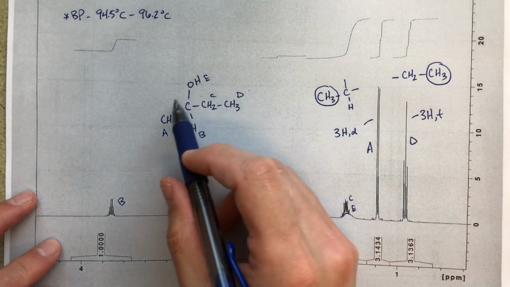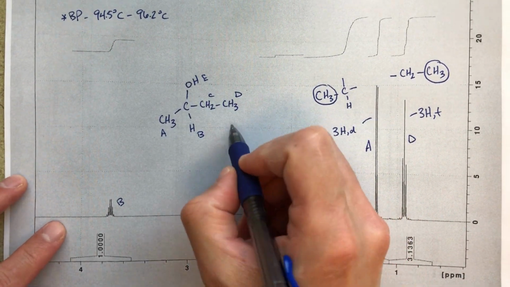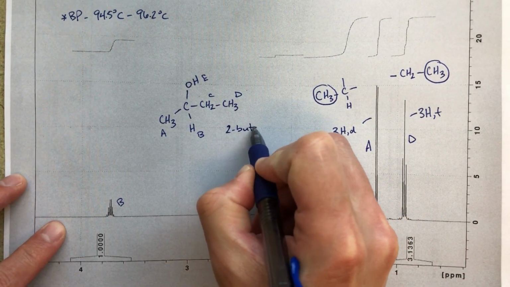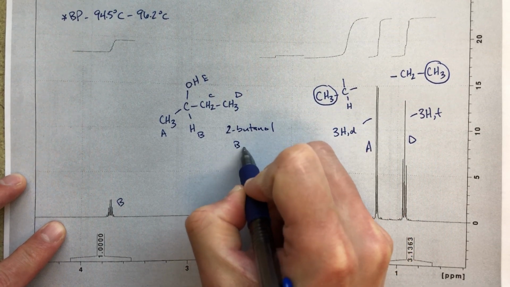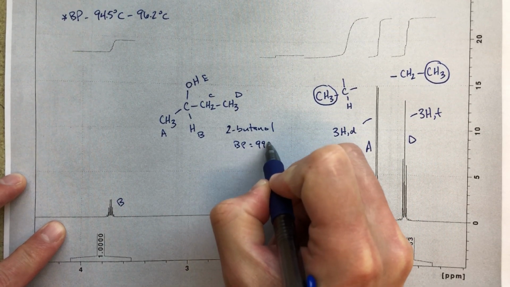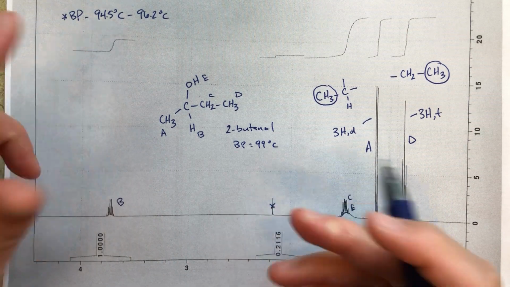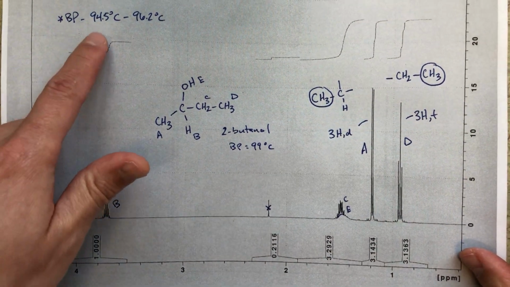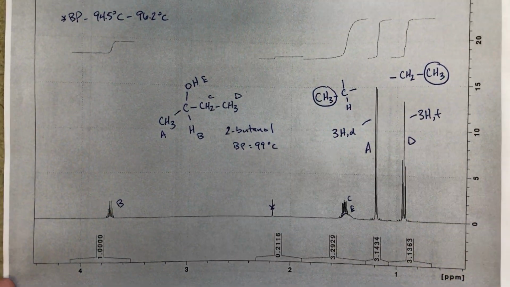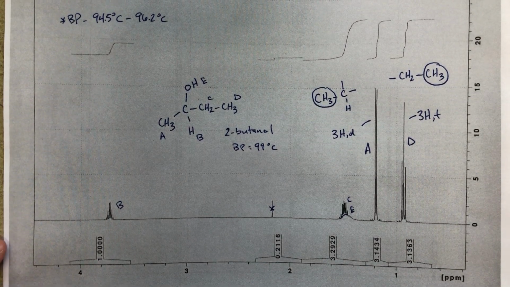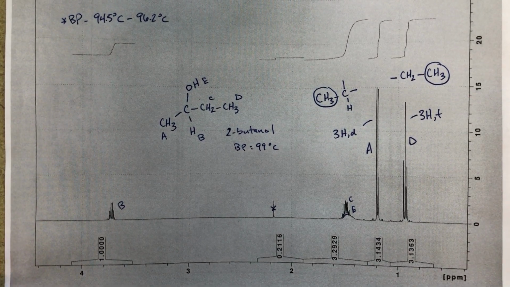I looked up what the boiling point of this 2-butanol is. And so 2-butanol has a literature boiling point of 99 degrees Celsius. So it's a little bit higher than this, but if you're measuring the boiling point, if this was experimentally determined, not given, then that seems to fit. So yeah, that's what I'd go for.